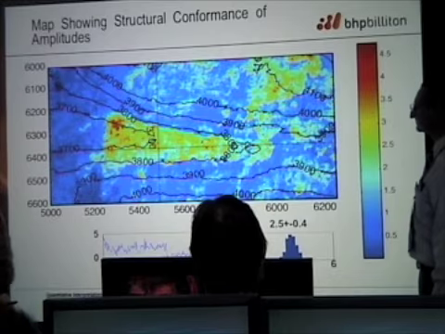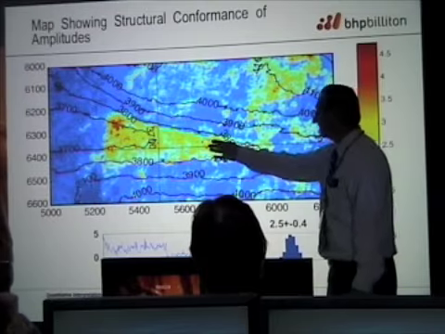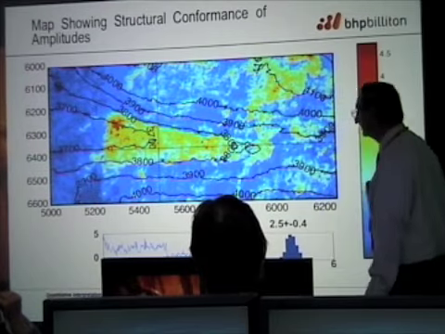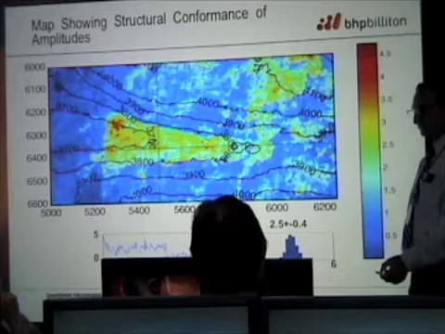And also, if you look a little bit closer, this definitely is thin, but that's down dip. So we were thinking that was probably tuned.